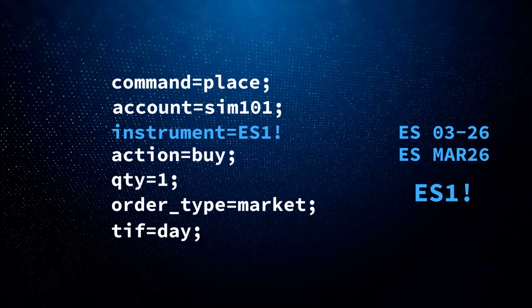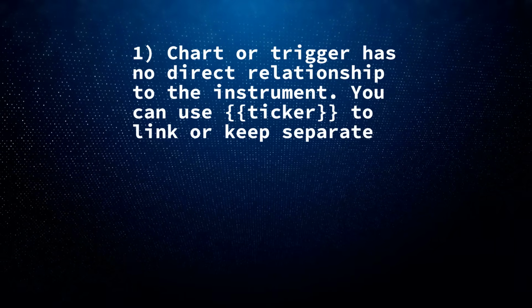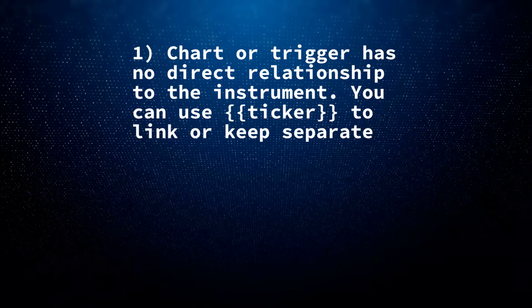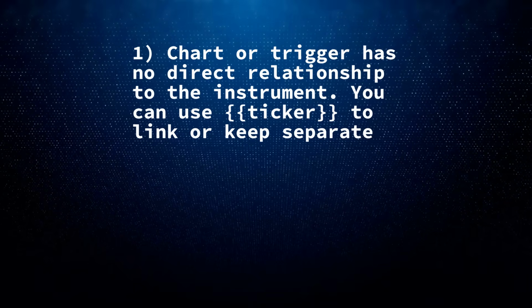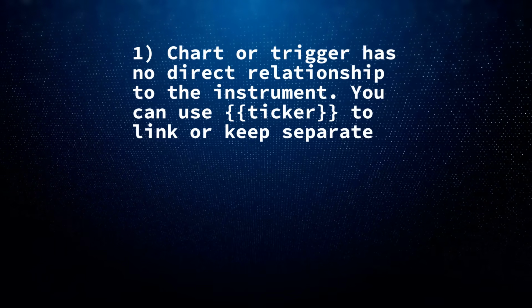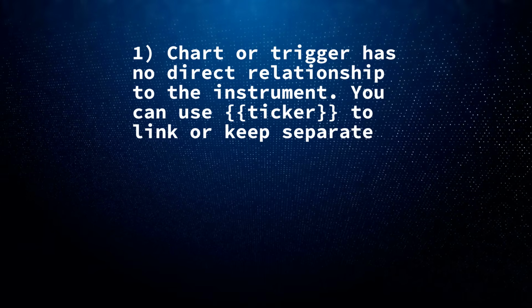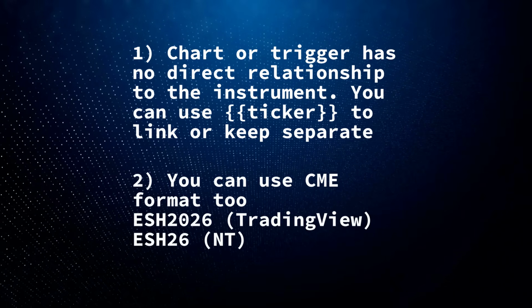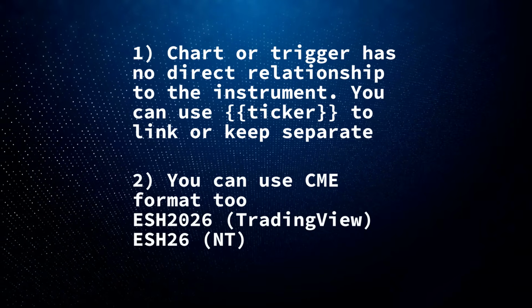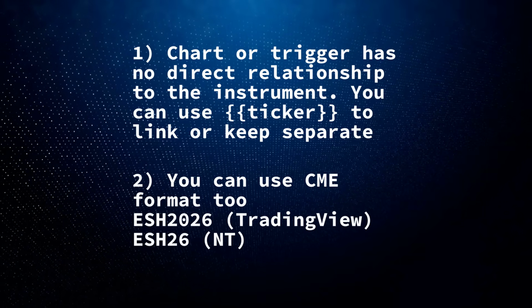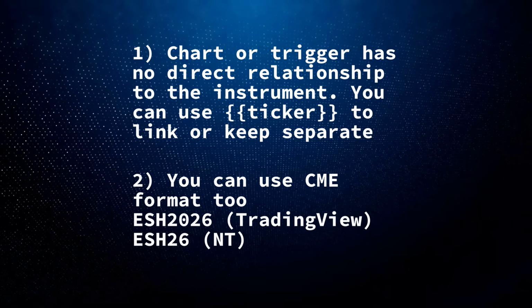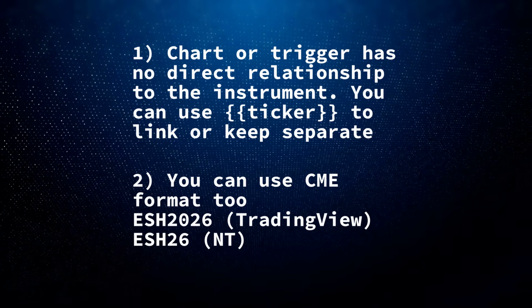Two important side notes on the instrument line. First, the chart or the trigger mechanism has no bearing on the instrument. You could trigger a signal from a gold chart and place an order in NASDAQ or silver. You're free to mix and match if you want. Second, the longhand CME contract formats are also supported, so no matter how you send the alert and from whatever chart or trigger you prefer, you can execute into NT8 seamlessly.